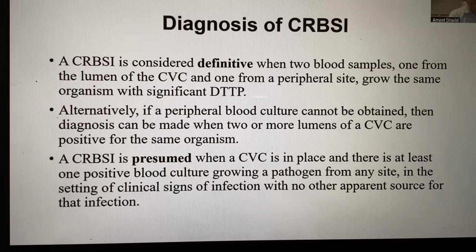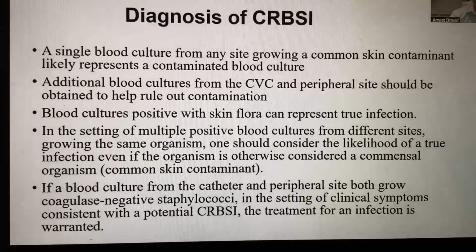So, how do we diagnose CRBSI? It is considered definitive when 2 blood samples, one from the CVC, one from the peripheral side, grow the same organism with significant differential time to positivity. However, CRBSI can be presumed when the CVC is in place and there is at least one positive blood culture growing a pathogen from any side in the setting of clinical signs of infection with no other apparent source of infection. So, presumed or definitive, we have got to treat CRBSI.